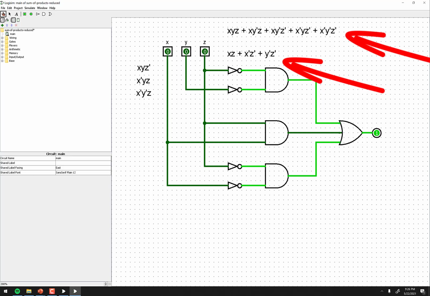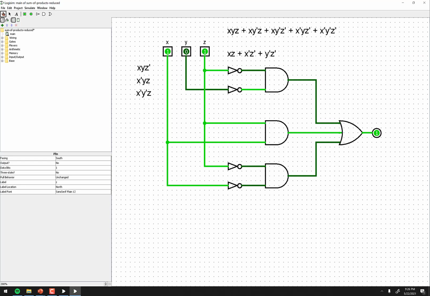So let's start with the reduced version right here, just simply x and z. So I click x and z, and I get a 1. X bar, z bar, I get a 1. And then y bar, z bar, which we're currently at the moment, y bar, z bar, I get a 1, right? So there you go, that works.